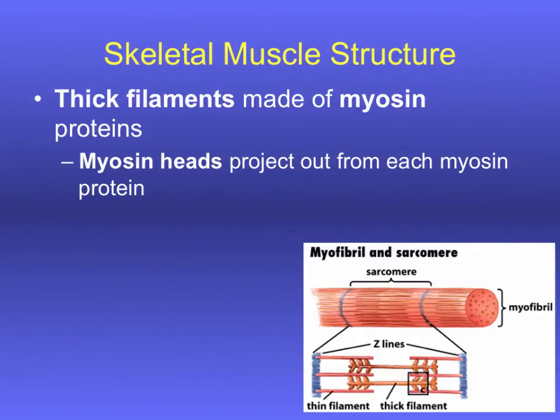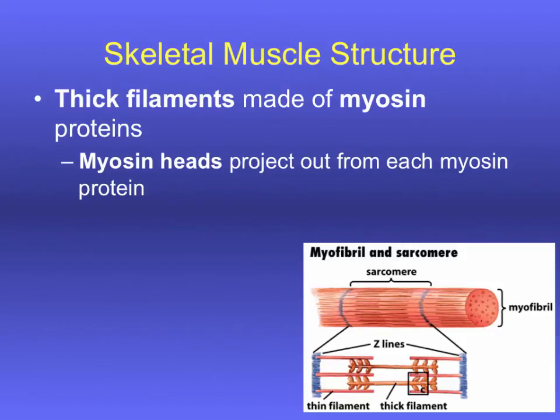Now the thick filaments, right, these are part of the myofilaments that are making up the myofibril, which then in turn make up the muscle cell. The thick filaments are made out of something called myosin protein. And myosin protein has a shape kind of like a hockey stick. It's got sort of a straight line to it, and then it's got a little bit of a crook or a bend at the end of it.